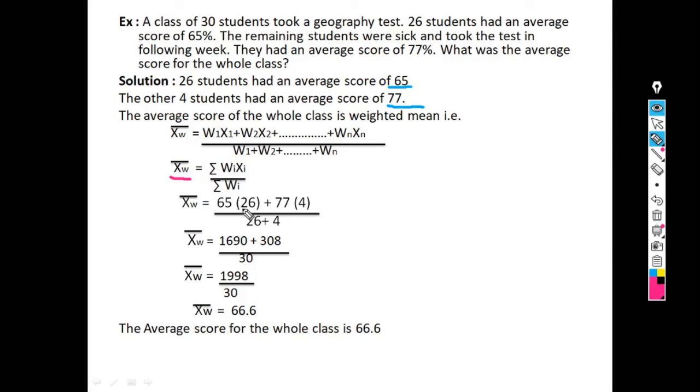So 65 into 26. 26 students first attended the test and their average score was 65. Then 4 students attended the test after a week and their score was 77%. So 65 into 26 plus 77 into 4 divided by the summation of weights, 26 plus 4. After calculating all this, xw bar is equal to 66.6. That is, the average score for the whole class is 66.6.